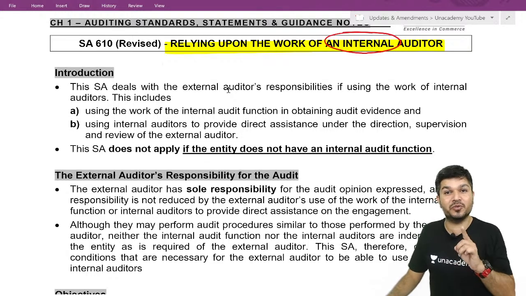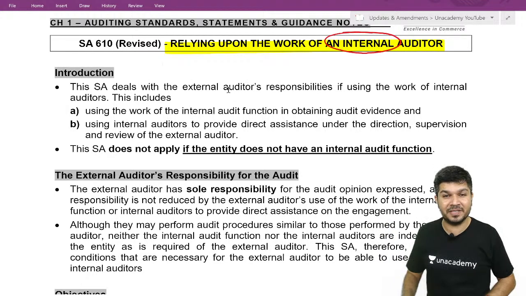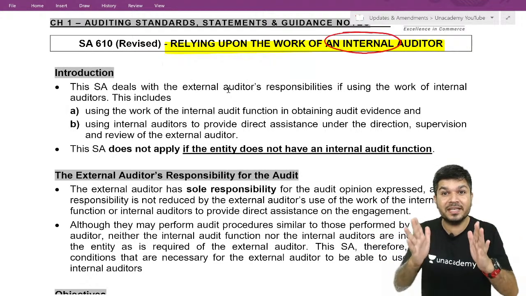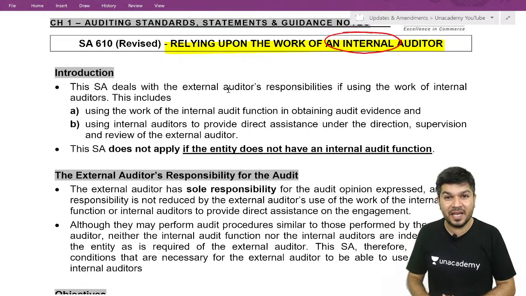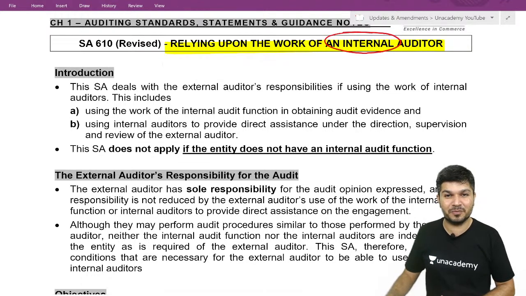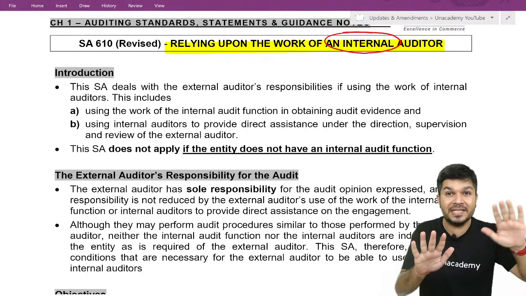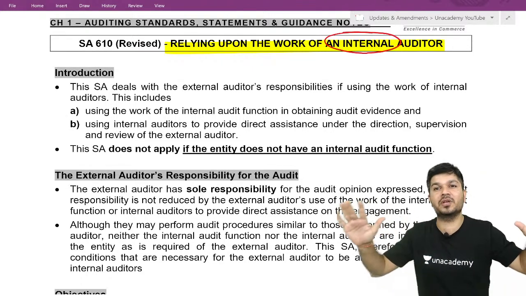Now he's working for you. So, sir, do I need to pay him? Yes, you may pay him. Do I need to pay him for the 11th area? Yes, you may pay him. So now he's working as your assistant. So can I use internal auditor to provide direct assistance to me? Answer is yes. But this standard tells you which areas you can use, which areas you cannot use.